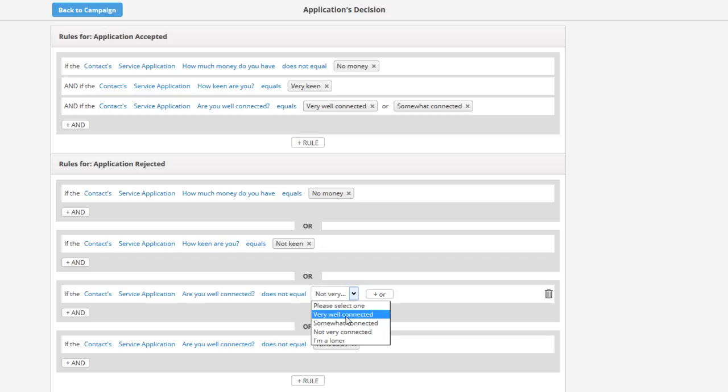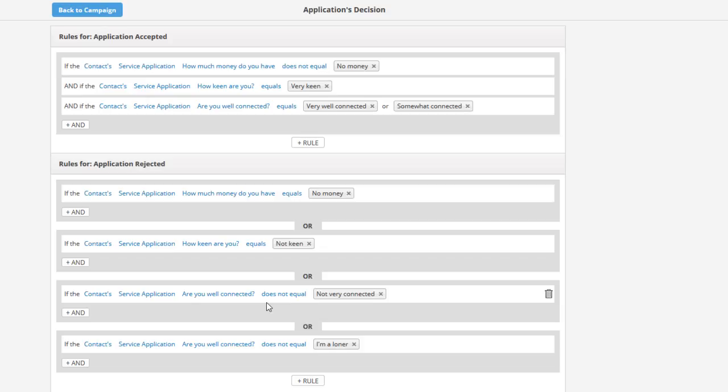There were very well connected, somewhat connected, not very connected, and I'm a loner. Basically we want to reject people if they either select not very connected or I'm a loner. And that means that this will break, because something you can't really do on decision diamonds is if you're using does not equal logic, you can't then use an or statement on here.